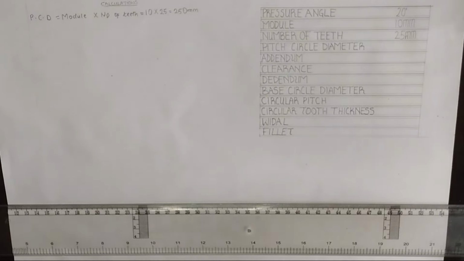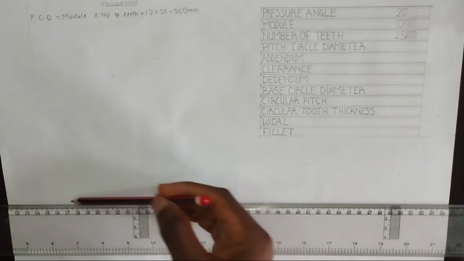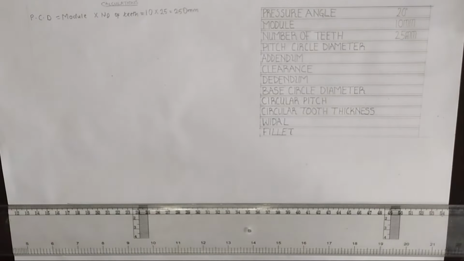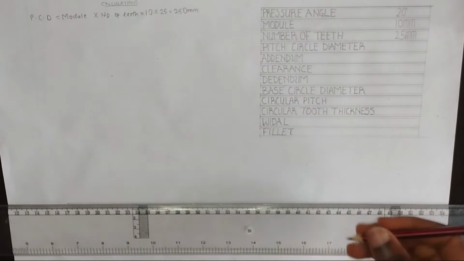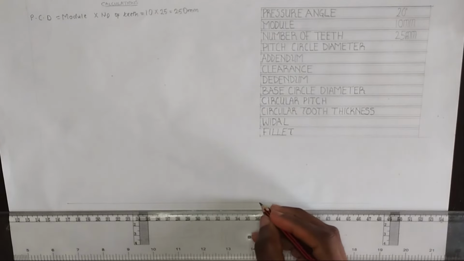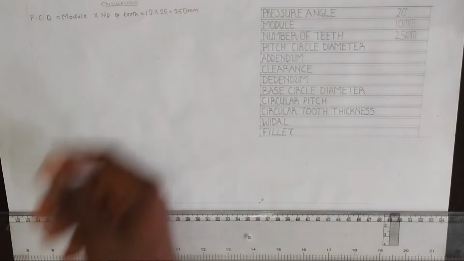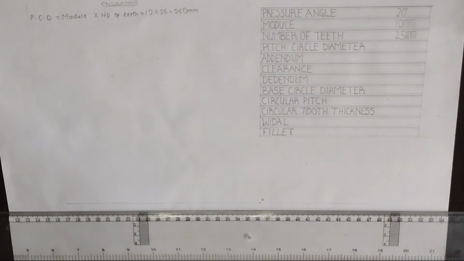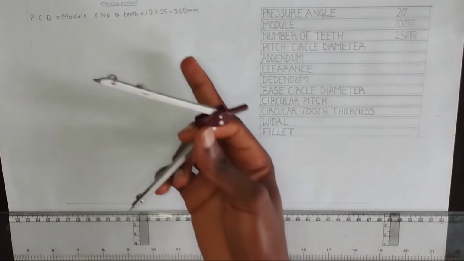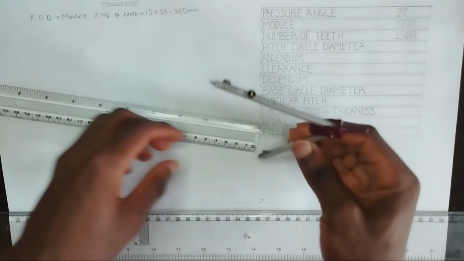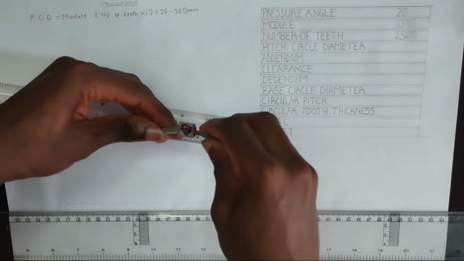Okay, so now what we are going to do is to draw a straight line, a thin straight line. Then we are going to pick a point right on the straight line which we have drawn. I'm going to pick this particular point here and label it as my point O. From this point O we have been given the PCD to be 250 millimeter. So we are going to pick half of it, which is the pitch circle radius.